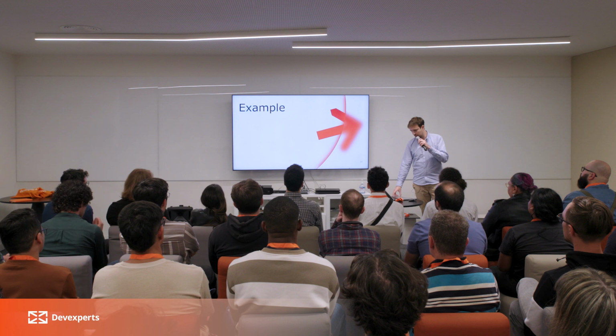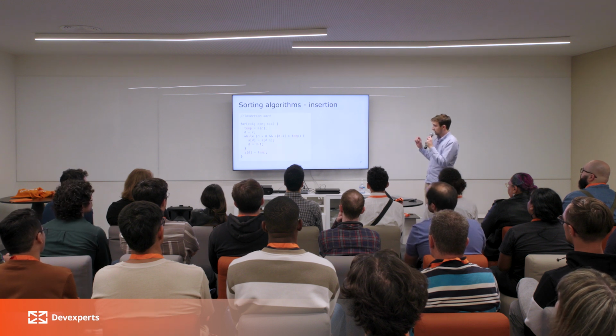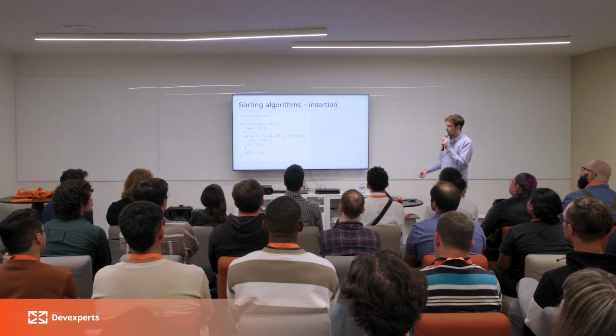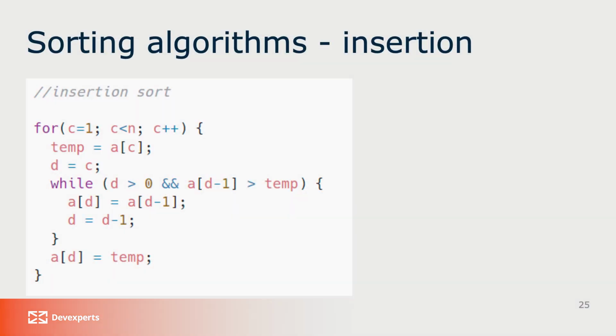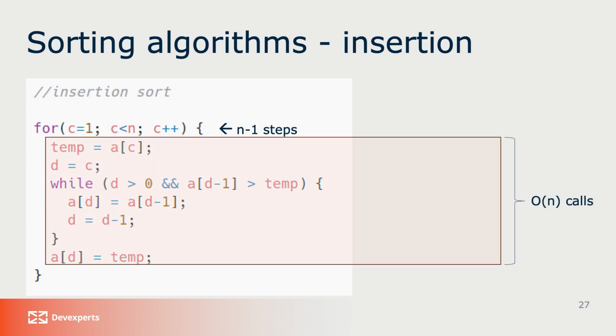Let's see an example with a sorting algorithm. This is the insertion sort. It's probably the easiest sorting algorithm that we can think of. And the part of the function that is most important is just a loop. And we can see there's also a loop inside the loop. We can say that this loop will go for n minus 1 steps, because the first one will just be an assignment, not actually compared. So at least this part in specific will be O of n calls. But we have another loop inside of it.